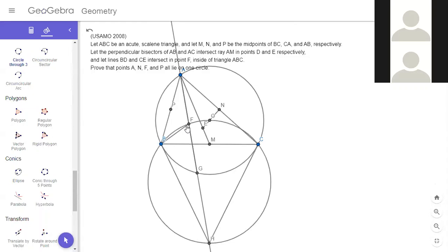But now we have to show C, E, and F are collinear. I'm not sure if that's just obvious. So angle FCB. Yeah, you can write up the angle. Oh yeah, angle ECA is equal to angle EAC is equal to angle BAG.